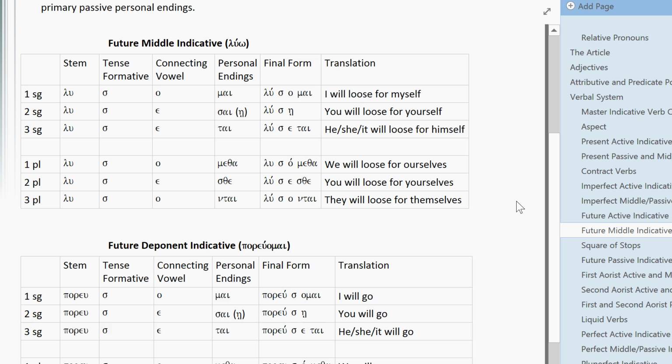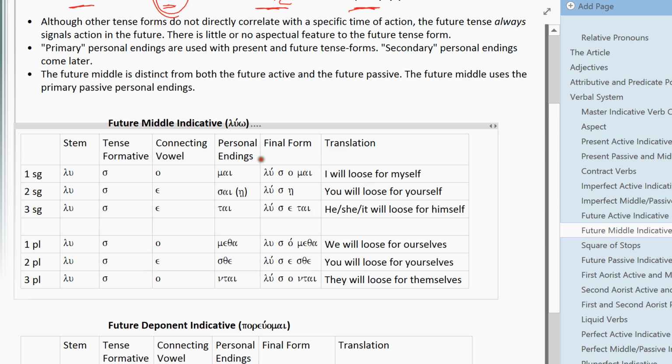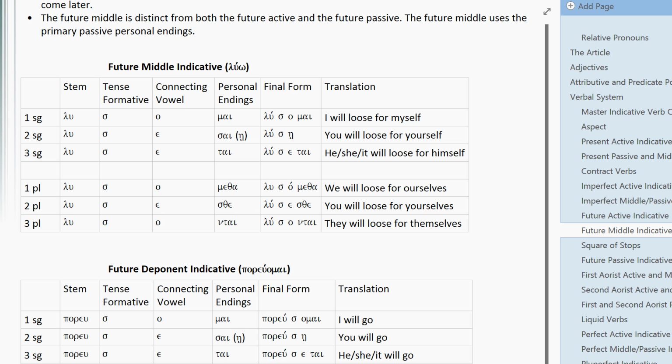Notice that the stem is λυ all the way down, as with λύω, very regular. The tense formative sigma, the connecting vowel, and the ending. So if you want to say it with me here, we'll say these final forms: λύσομαι, λύσῃ, λύσεται, λυσόμεθα, λύσεσθε, λύσονται. So those are the six forms. You should say them out loud, say the endings out loud, write it out several times.